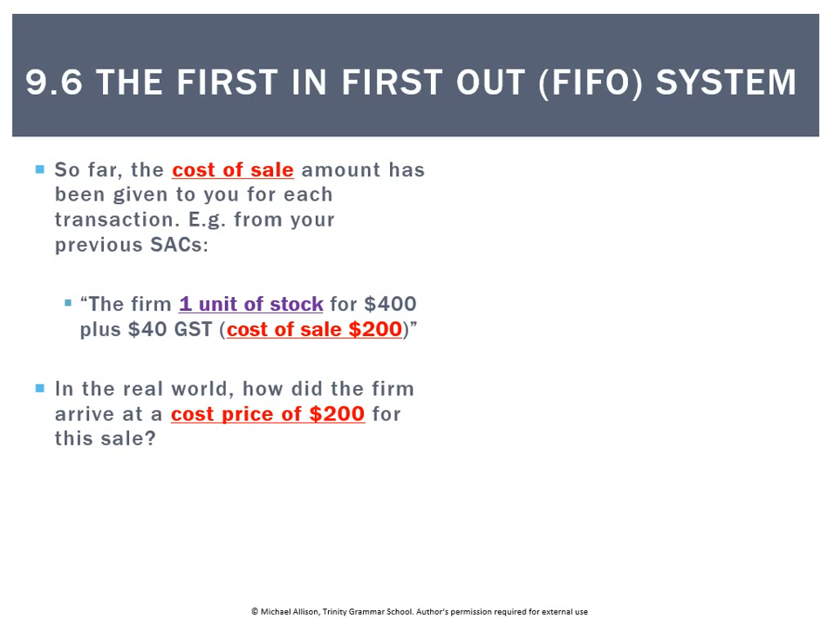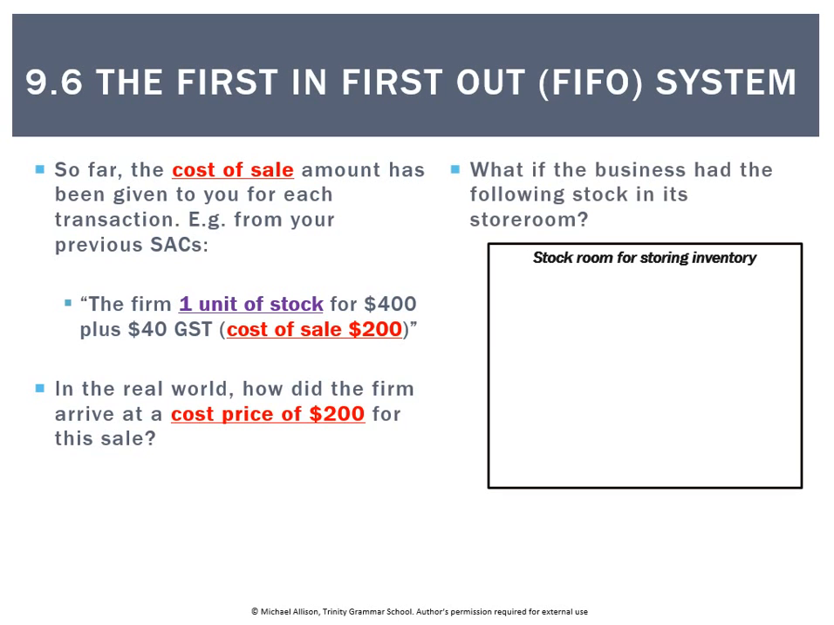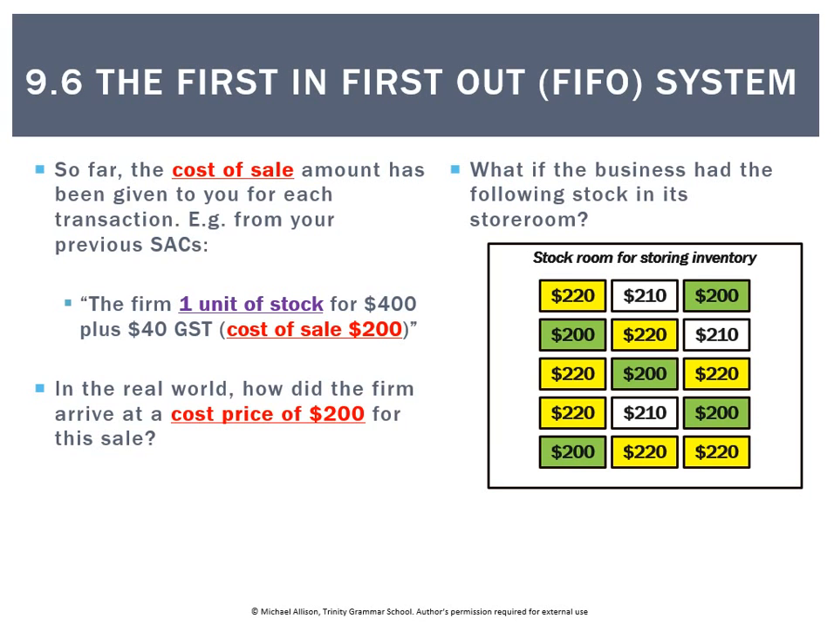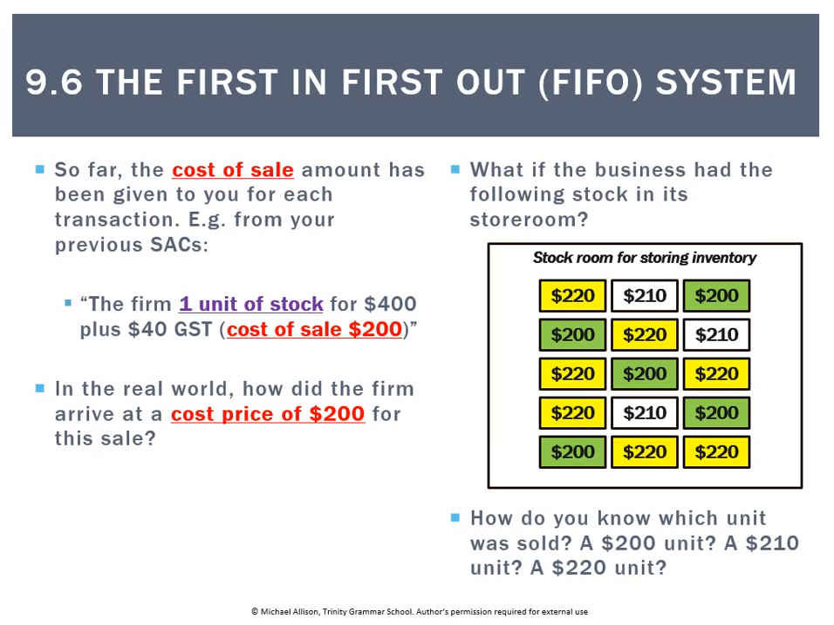So in the real world, how did the firm arrive at a cost price of $200? The cost of any stock is just the amount that was actually incurred to buy it. So we could go out to the stock room and just find which bit of inventory was sold. Look at the stock room for this business. You can see there's 15 units of inventory out there, but they've all got different prices. Some are valued at $220, some at $210, some at $200. So how do I know that the unit that was sold was a $200 unit? Why wasn't it a $210 or a $220 unit?